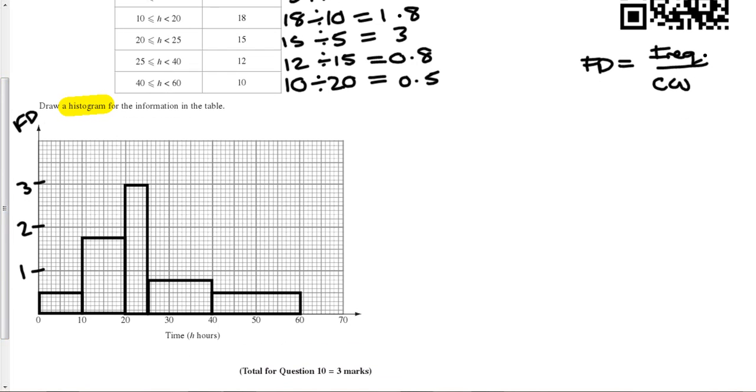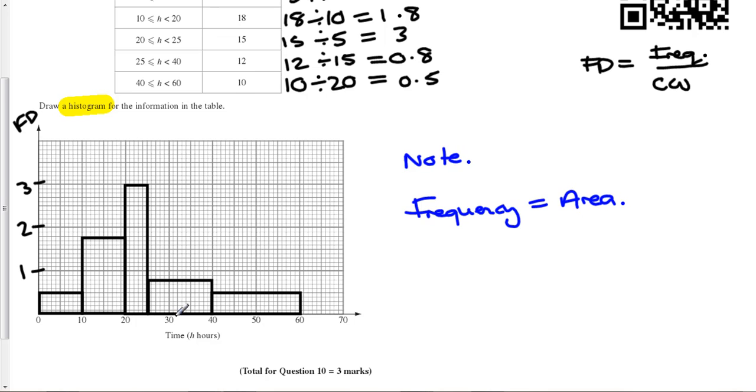That's all that's required for this question. It's worth bearing in mind that for future questions, if you're given a histogram with frequency density, you need to work out the frequency. On a histogram with frequency density, frequency is represented by the area of the bars.